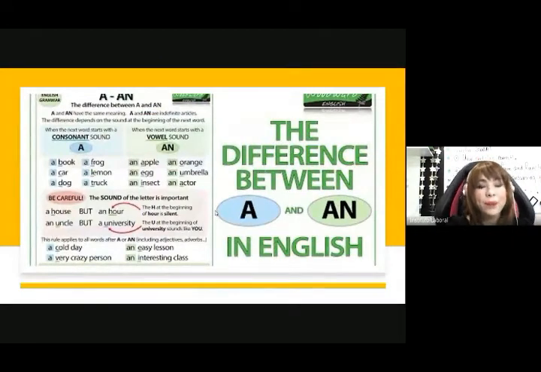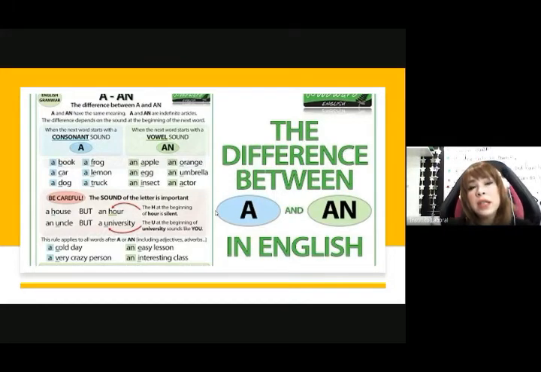Okay, now, I want to be a teacher. A is an article. Why do we need articles? We use articles in English to identify if a noun is singular or plural, if this is a definite article or an indefinite article. For 8th grade, you are going to learn the difference between a and an in English. Okay? What is the difference between a and an?